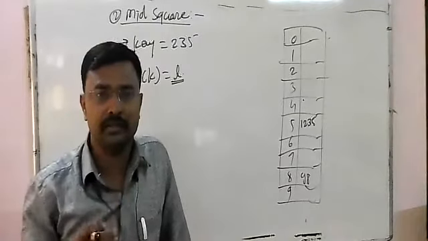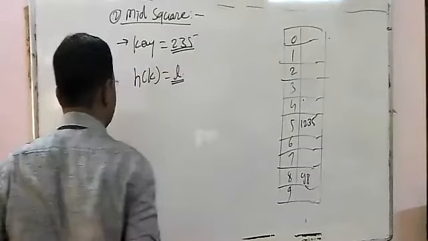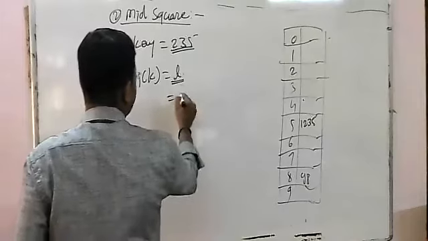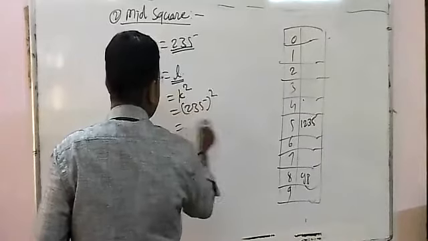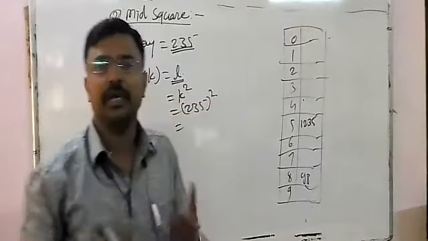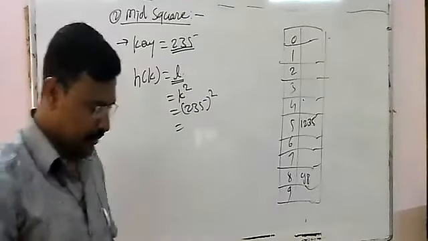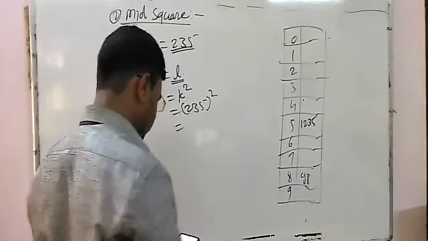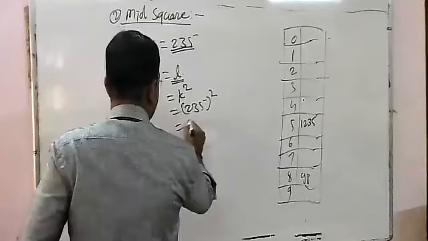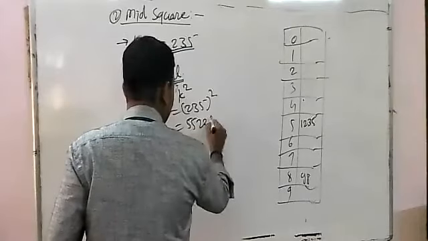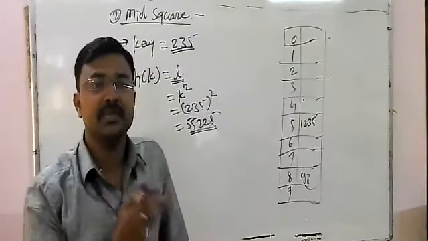See how to do this. First, we square our key value, k square. What is 235 square? Here you have to calculate it. 235 into 235 is 55225. So this is our square value.